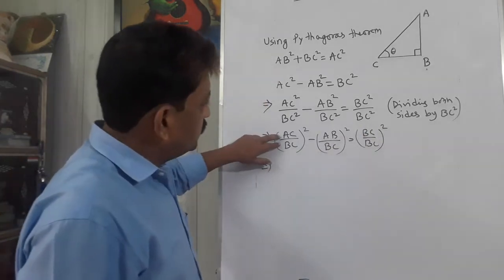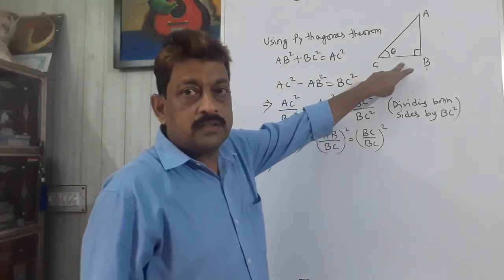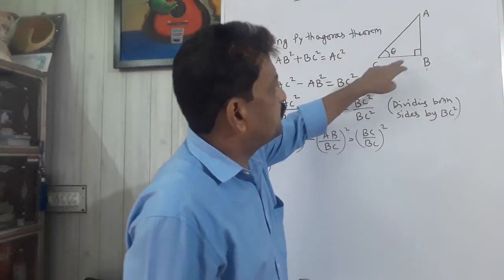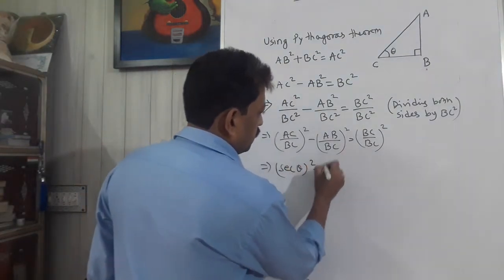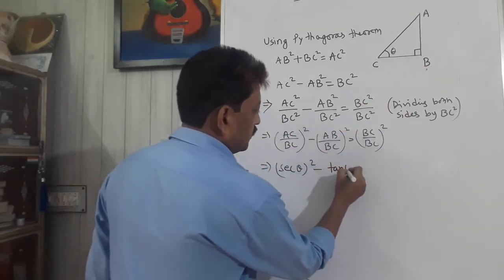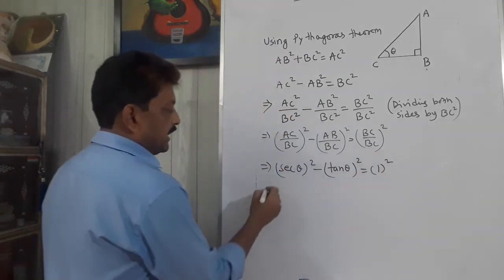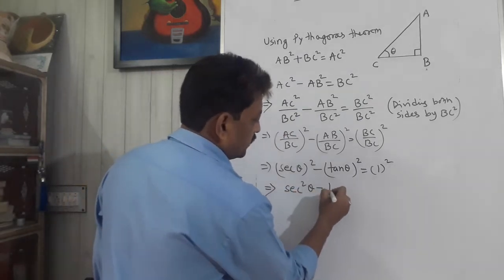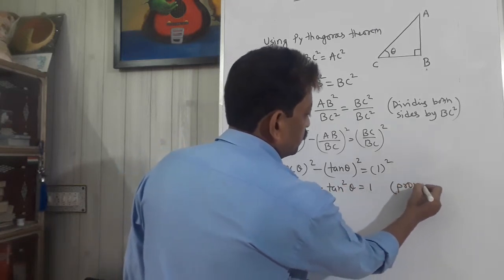Now what is AC upon BC? See the diagram. AC upon BC, that is sec theta, because base upon hypotenuse is cos theta. So hypotenuse upon base is sec theta. So this will be sec theta square minus AB upon BC. AB upon BC, that is tan theta. So tan theta square equals BC upon BC is 1. It will be cancelled, so it will become 1. Therefore, it can be written as sec square theta minus tan square theta equals 1. So the third one is also proved.